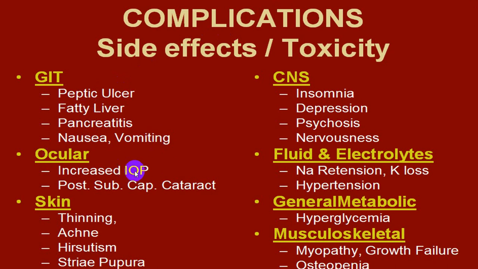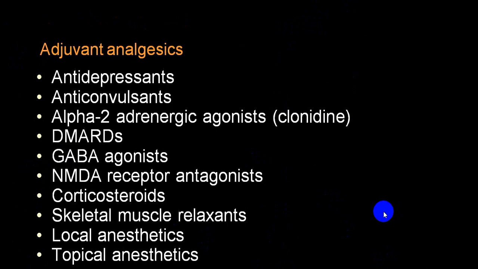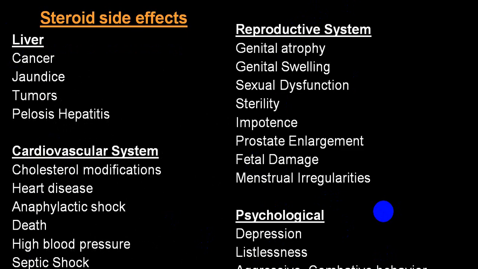In ocular, raised intraocular pressure. Cataract it can produce. In skin, thinning, acne, hirsutism, purpura. In CNS, insomnia, depression, psychosis, nervousness, fluid retention, hypokalemia, hypertension. In general, hyperglycemia, on muscle, myopathy, osteopenia, bone fractures, etc. These are a lot of side effects, liver, cardiovascular system, reproductive system, etc. And it can also produce what we call Cushing syndrome. So these will be all the side effects.